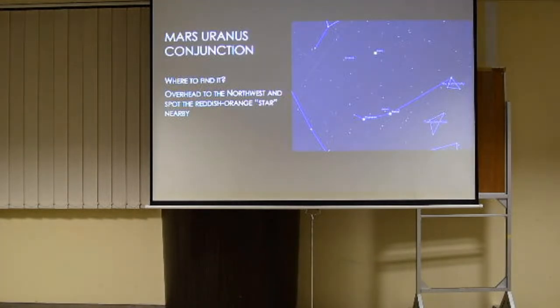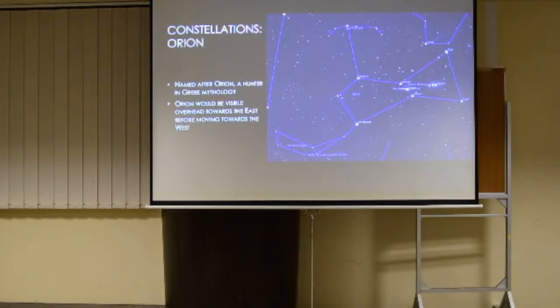Later on, you can see Mars easily with the naked eye, as a small red dot. But to spot Uranus, you will need a telescope. They will both be located in the constellation Aries. Where do you find it later on? They will be overhead to the northwest, near a reddish-orange star. Another prominent constellation which you could see later on will be Orion. Orion is named after a hunter in Greek mythology. It will be visible overhead towards the east before moving towards the west.